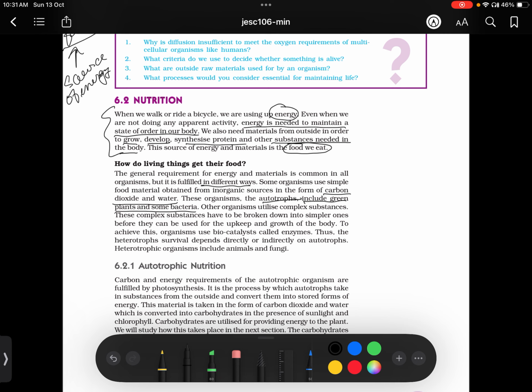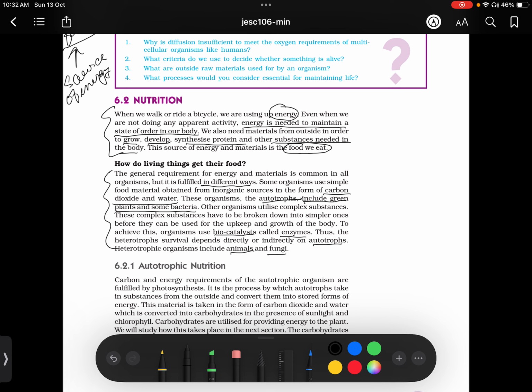Other organisms utilize complex substances. These complex substances have to be broken down into simpler ones before they can be used for uptake and growth of the body. To achieve this, organisms use biocatalysts called enzymes. Thus, the heterotroph survival depends directly or indirectly on autotrophs. Heterotrophic organisms include animals and fungi.